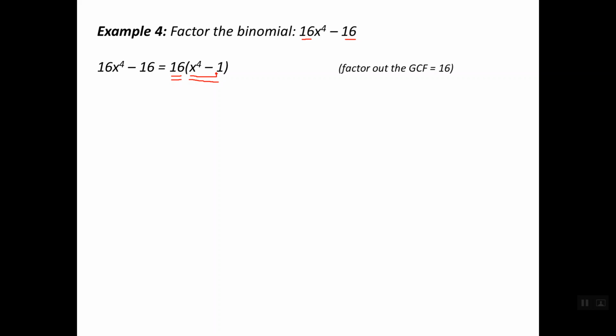Now we should factorize x to the 4 minus 1. But before starting the factorization, we need to make it as squared terms. So x to the 4 is simply x squared all squared, and 1 is simply 1 squared. So in this case, we have two perfect square terms. Now we can use the formula.